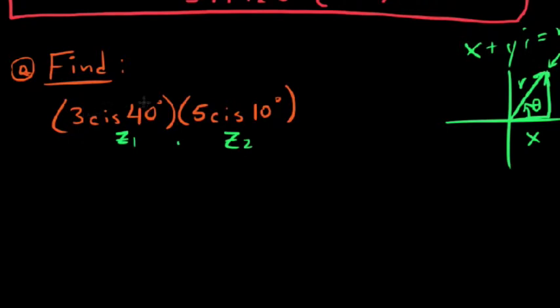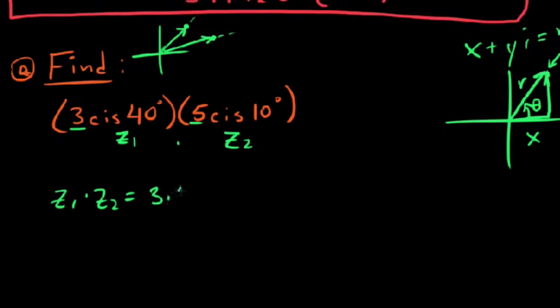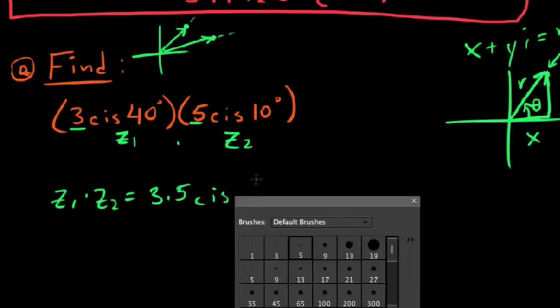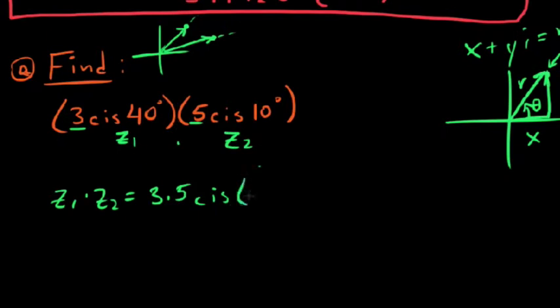We say 3 cis 40, or 3 cosine i sine 40 degrees, and 5 cosine i sine 10 degrees. In other words, we've got a 40-degree direction, and we're going out 3 units in that direction. We multiply this number by 5 cosine i sine 10, where if 10 was this angle here, we're going 5 units out. We're basically finding the product of these two numbers, which is simply the product of their moduli. So we say 3 times 5, and z1 times z2 is equal to 3 times 5 times cosine i sine of 40, which is our first argument, plus 10 degrees.